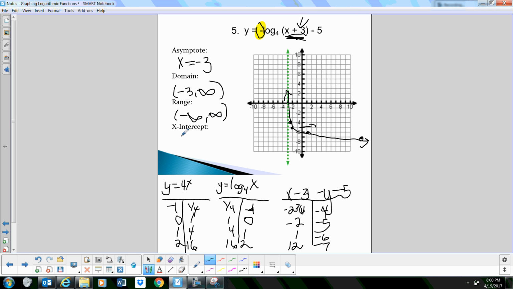Okay, let's see if we can do this. So we're going to have 0 equals negative log base 4 of (x plus 3), all minus 5. Okay, so we're going to add 5, so move the 5 over here. We have a negative log base 4 of (x plus 3). Now we need to divide by negative 1 to get the log by itself. So we're going to move this negative 1 over to the other side. So now we can rewrite. So 4 to the 5th is equal to x plus 3. So we take it out of log form to exponential form.